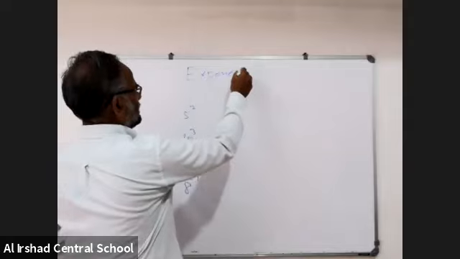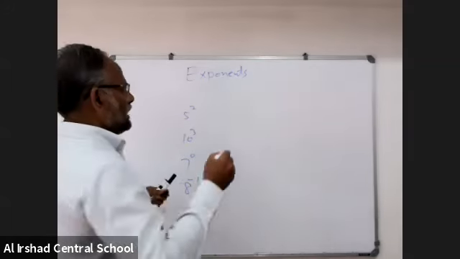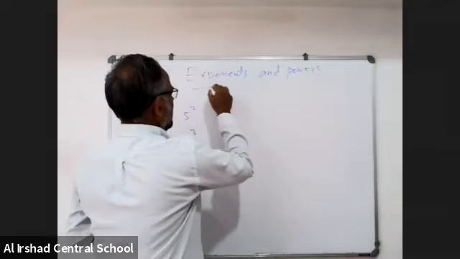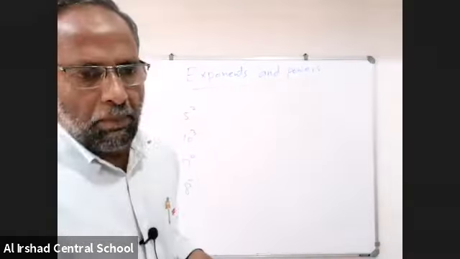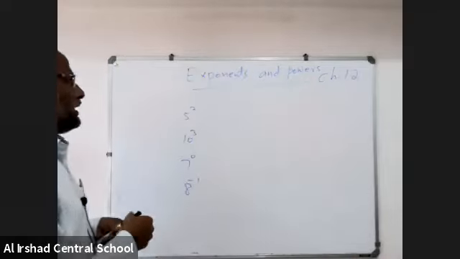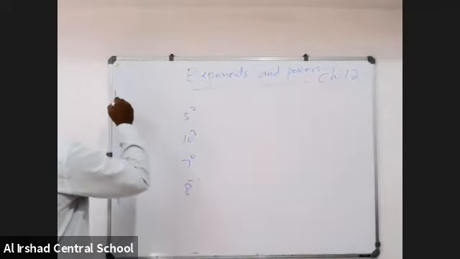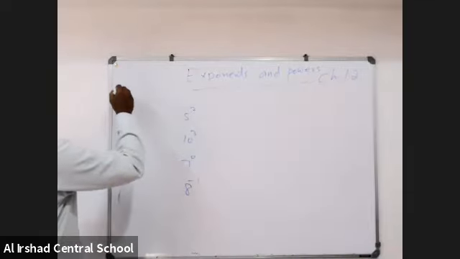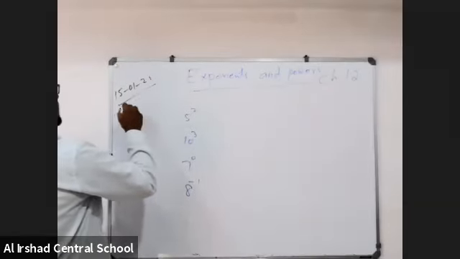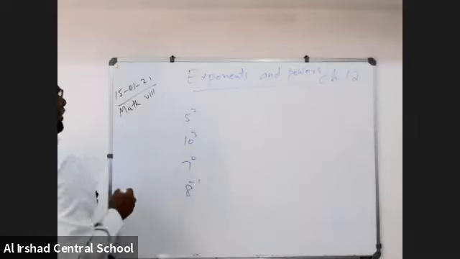So you can see exponents. I think you wrote the heading exponents. Exponents and power notation, powers. Exponents and powers. All of you write the heading again. Exponents and powers, Chapter 12. Put the date also in your notebook. Today is what date? 16 or 15? 15. Yes, 15, 1, 21. All of you write exponents and powers.